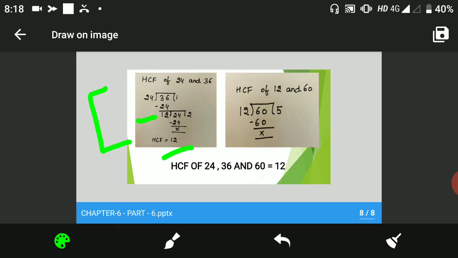Now I will use this 12 and the next number. The next number is 60. Now I will find the HCF of 12 and 60. 12 will come outside and 60 will come inside. 12 fives are 60. So 5 will come here as a quotient and 60 will come down below 60. So 60 minus 60 is 0. So the HCF of 24, 36 and 60 will be 12. And the hence line will be: hence the HCF of 24, 36 and 60 will be 12.